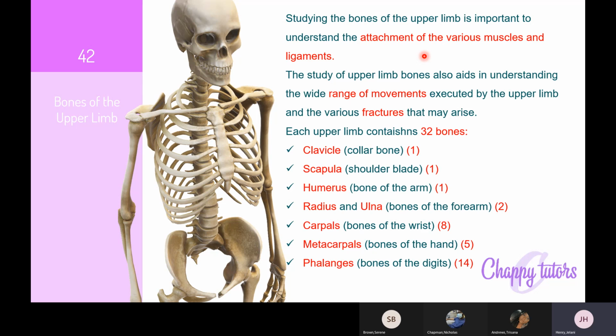Right? So the upper limb contains 32 bones. Right? You have one clavicle or collarbone. You have one scapula or shoulder blade. You have one humerus, which is the bone in your arm. You have two bones in your forearm, the ulna being medial and the radius being lateral. You have 8 carpal bones, making up the bones of the wrist, and we went through those just now. You have 5 metacarpal bones, and you have 14 phalanges, right?